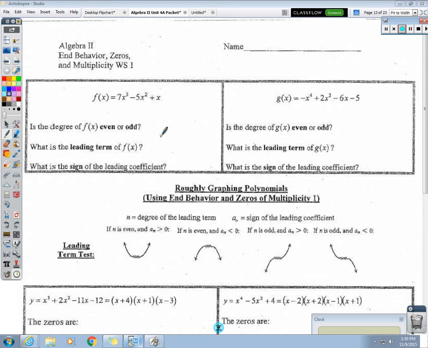Okay, let me break it down for you. What's the highest exponent? 3. So degree 3, which, right, Demaya, is cubic. Is that even or odd? Odd. Now, let's say that you were having trouble figuring out whether it was even or odd by just looking at the function. Let's graph it.